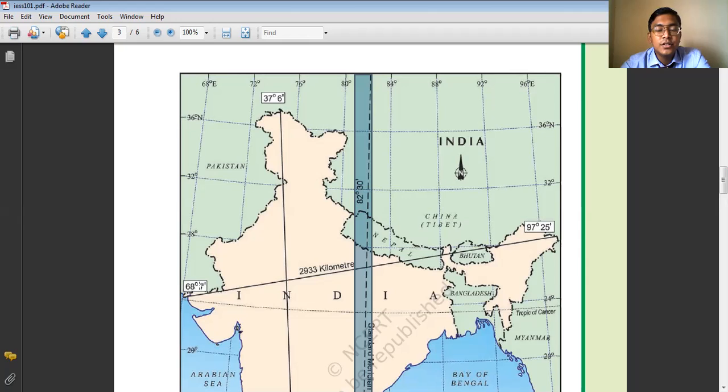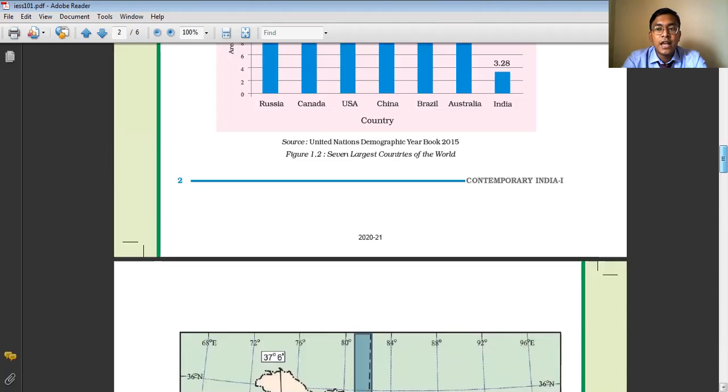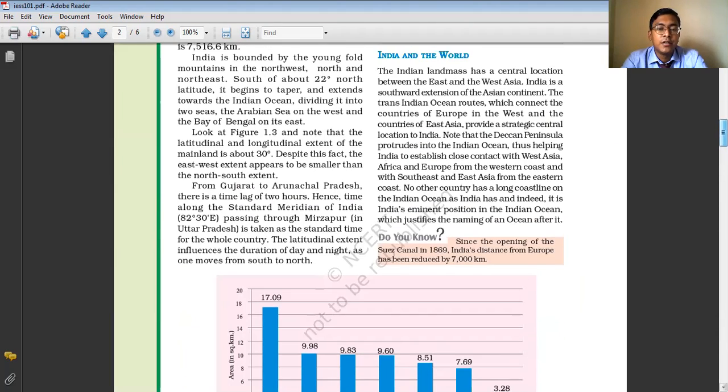And another condition is that according to some international rules, the standard meridian of any country must be divisible by 7°30'. In case of this 82°30', it is almost divisible by 7°30'. So this is why it has been selected as the standard meridian. Here we came to know which is the standard meridian of India and why it has been selected as the standard meridian of our country.